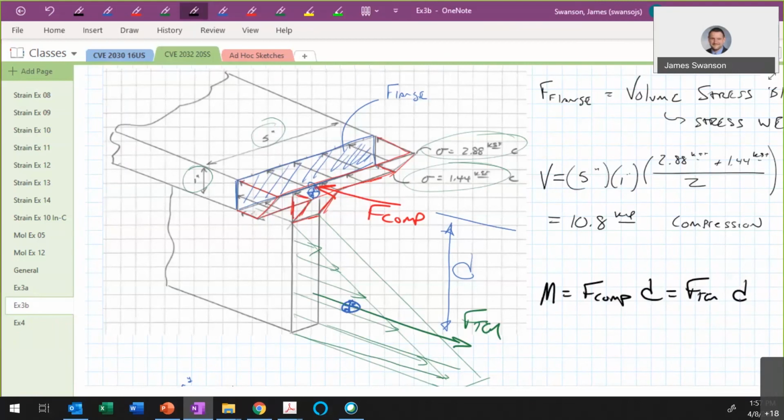We used the equation My over I to calculate stress. We recognize the different stresses that we have, the different moments of inertia. If you have a moment that's acting about the z-axis, you need to divide by the moment of inertia with respect to the z-axis. If you have a moment about an x-axis, you divide by the moment of inertia about the x-axis.